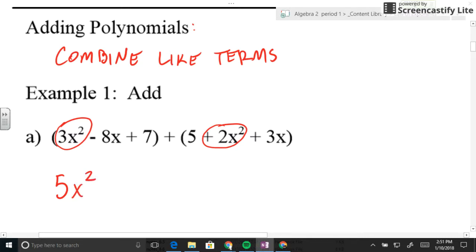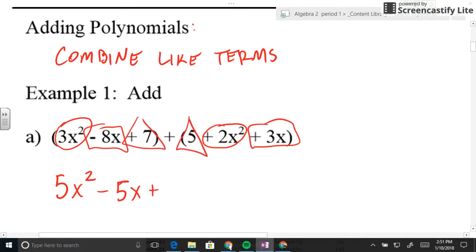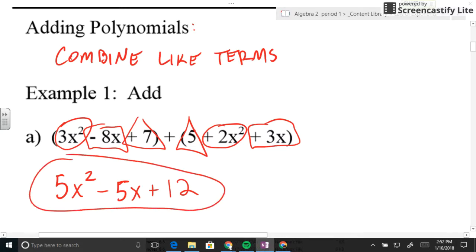the same. Then I combine the other like terms, a negative 8x. That is going to combine with a positive 3x. A negative 8 plus 3 is a negative 5, so that's a minus 5, and the x stays x. And then the last term, positive 7 and positive 5, combine to give me plus 12. So once again, positive 7 and positive 5 combine to give us positive 12. So when we add these two polynomials, we get 5x squared minus 5x plus 12.